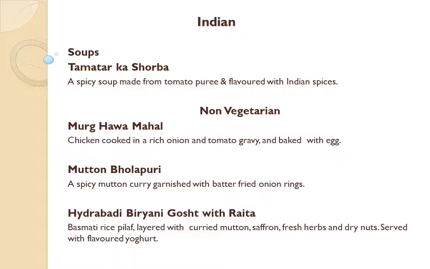You can have two tandoori rotis, or one butter naan, or one portion of rice. So one portion of rice, or maybe two tawa roti, or maybe tandoori roti, or maybe one butter naan is supposed to be served along with one portion of murg hawa mahal. As complimentary, it will not be charged, right?